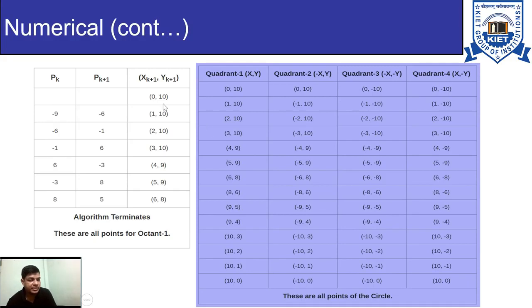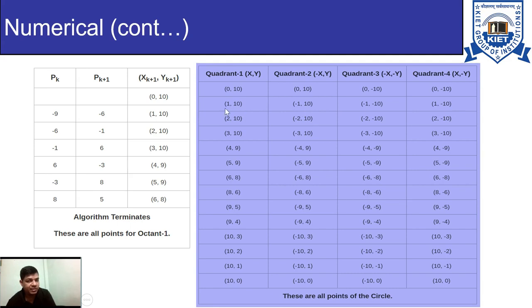So you can see that we started from 0, 10, the pixel parameter is coming negative, and we are incrementing the value of x. In each case we are incrementing the value of x. About the y value, either we are not changing it or we are decrementing it. For negative pixel parameter we are not changing the value of y, while for positive pixel parameter we are decrementing the value of y. So these are the points which all belong to the first octant, and by using the concept of symmetry we can calculate the rest of the points.